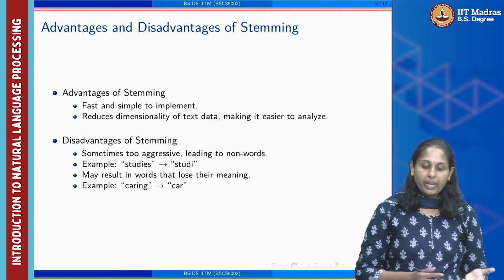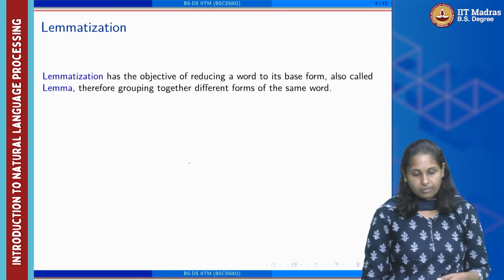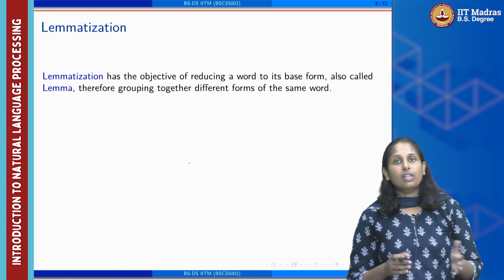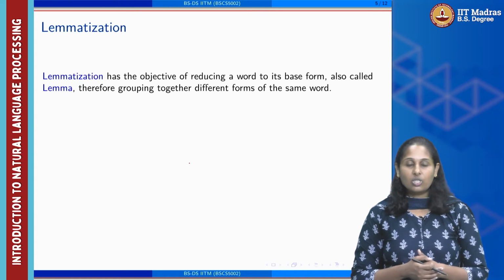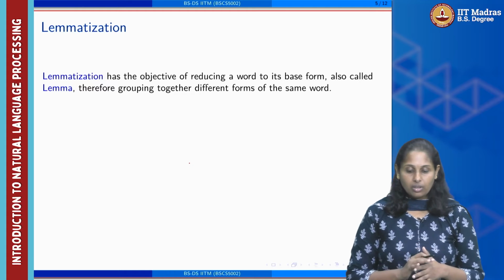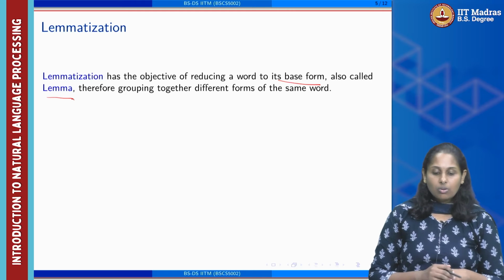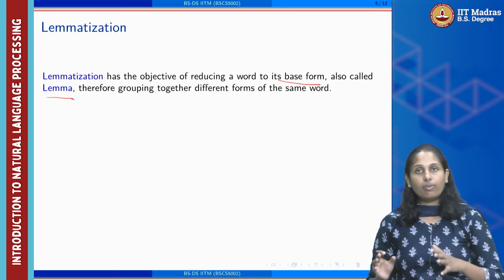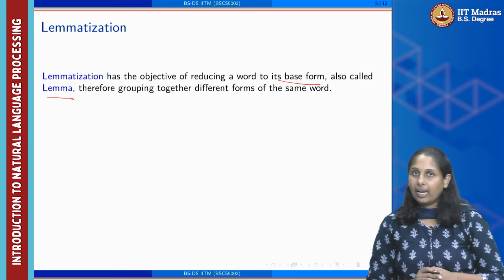Right. So, it may result in words where their original meaning has been lost. That is why the second important technique that can be utilized is lemmatization of words. Lemmatization has the objective of reducing a word to its base form, which is called the lemma. Grouping together different forms of the same word under a group called a lemma might help us.